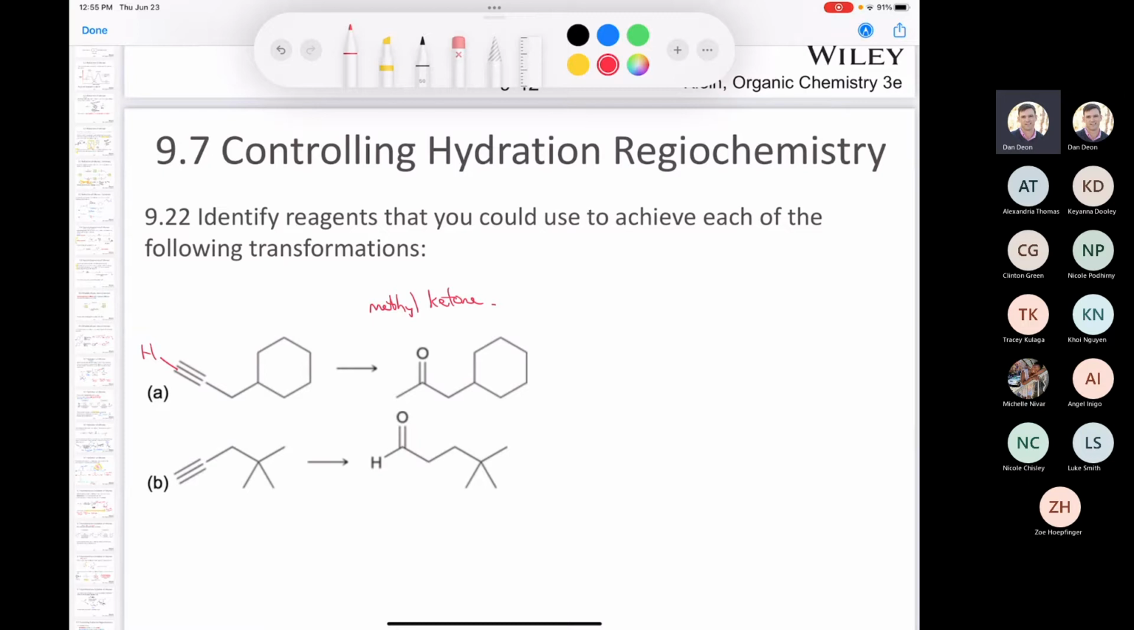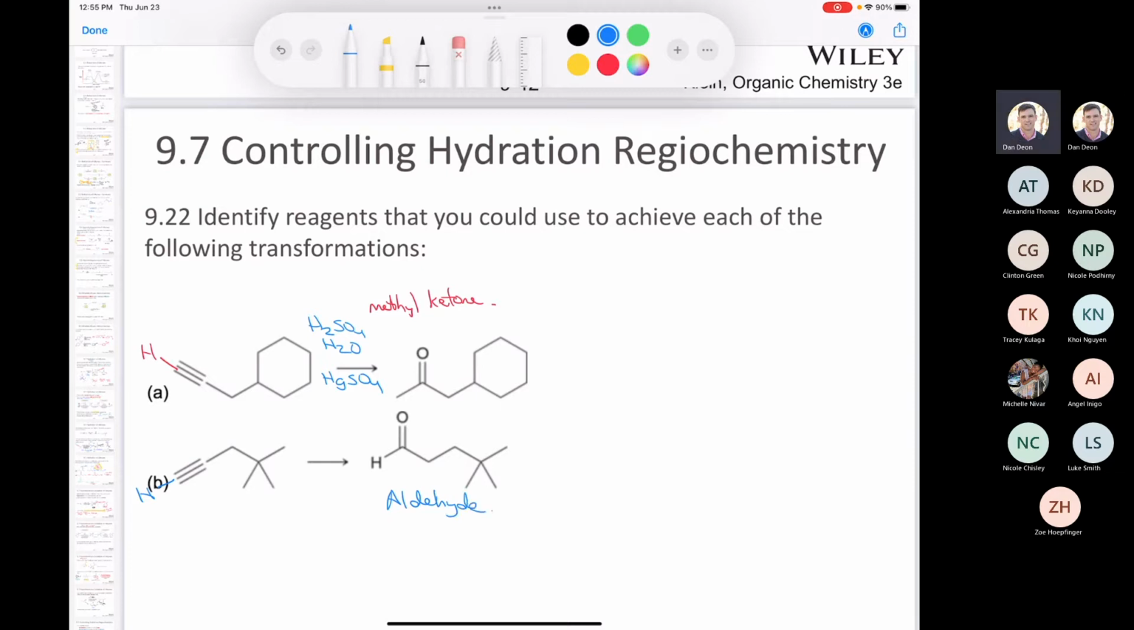Yes, absolutely. My students are 100% correct. The conditions would be sulfuric acid, water, and mercuric sulfate, HgSO4. I'm kind of running out of space here, aren't I? Let's squeeze it down here. Great, perfect. The next one, we're taking a terminal alkyne, and we're making an aldehyde.